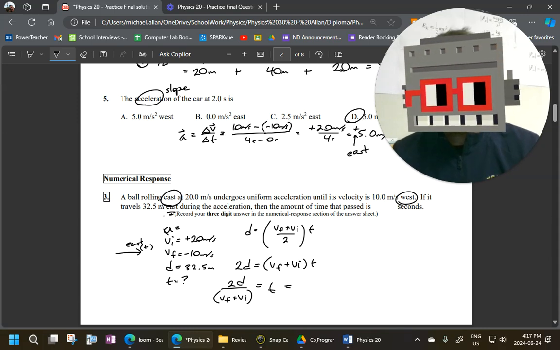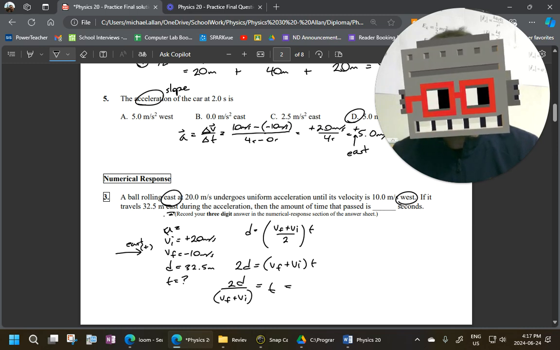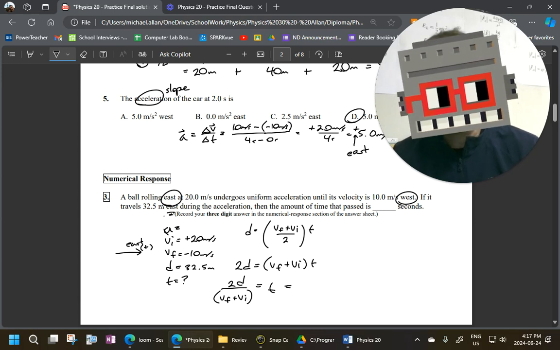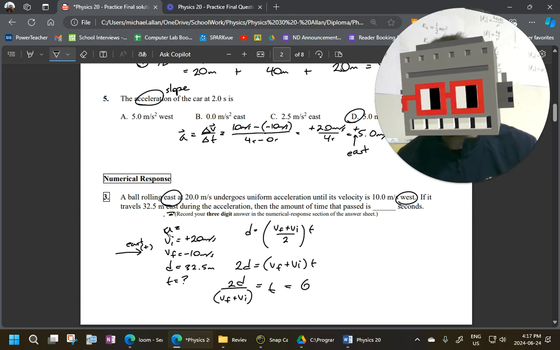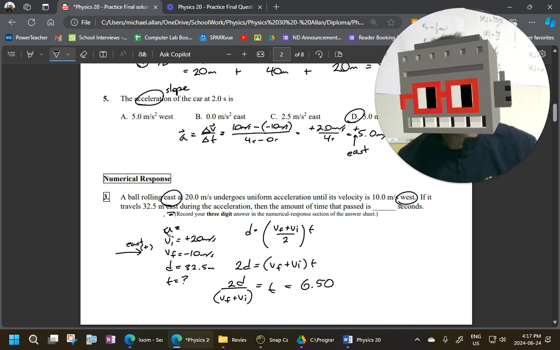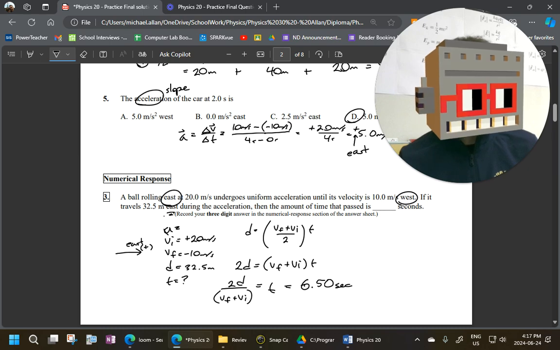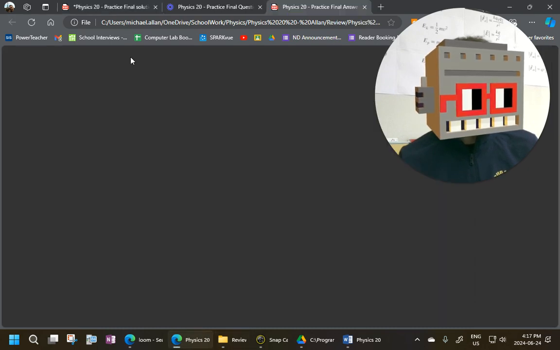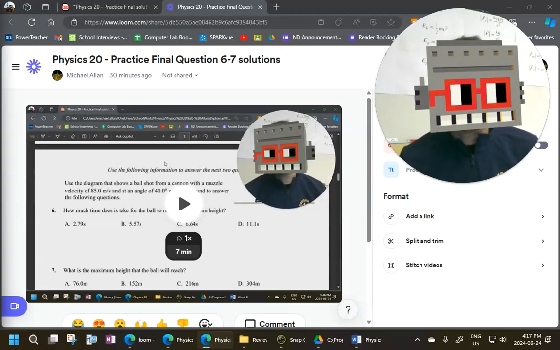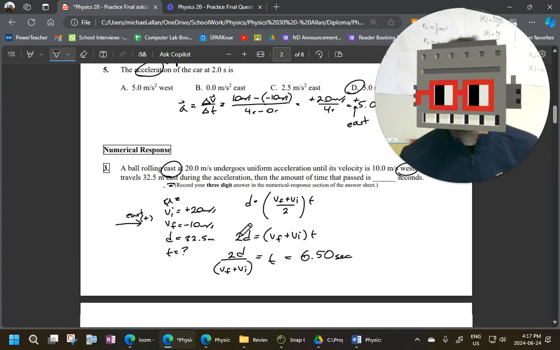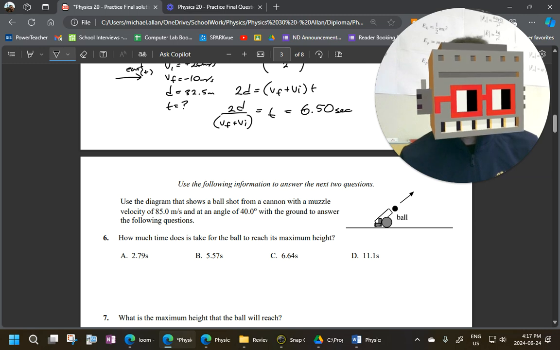So 32.5 times 2, divided by the sum of the velocities. I'm going to add these together. So I'm adding a negative, so it's like I'm minusing it. So I get 6.5 seconds. I want 3 sig digs here. So 6.5 seconds. I just want to get my other answer key out here so I can confirm that I'm doing this correctly, or at least getting some of the same answers we had before.